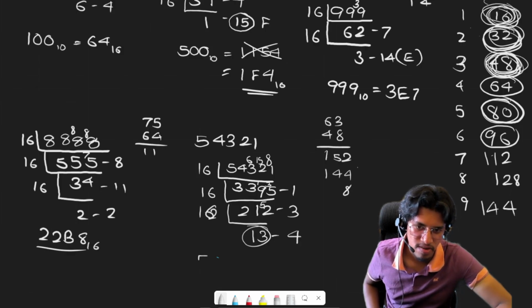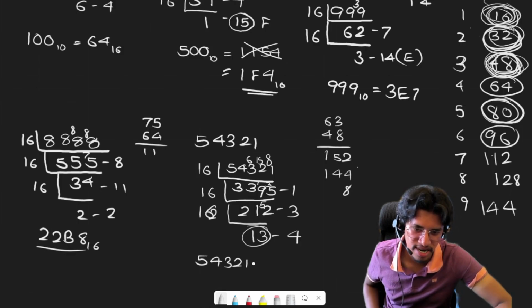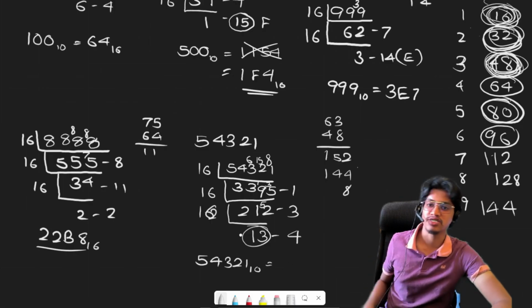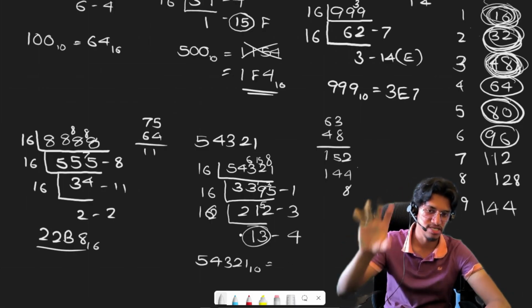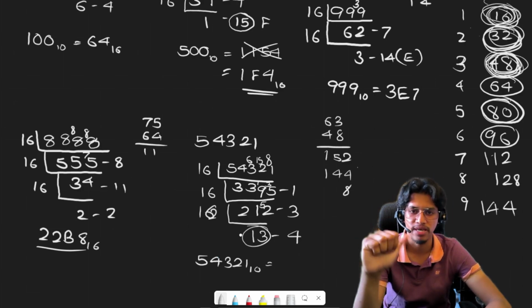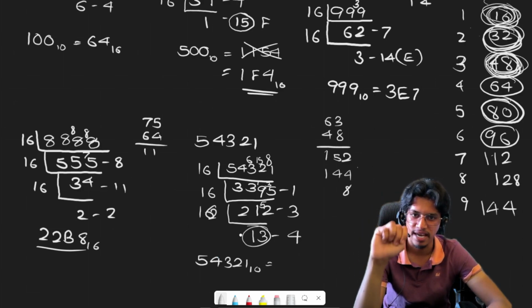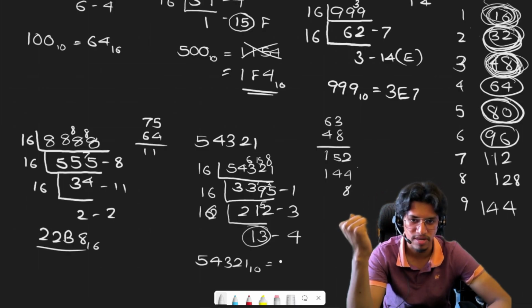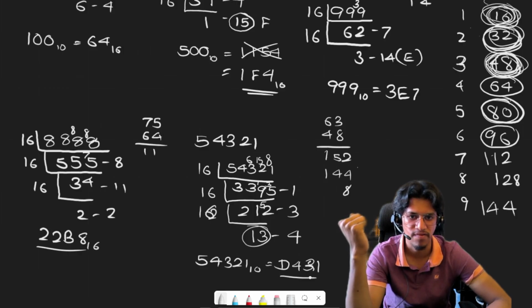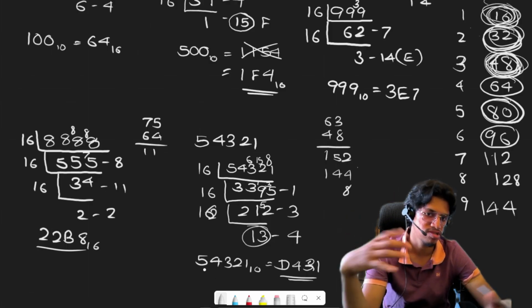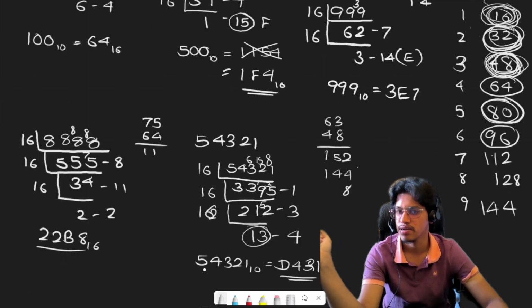Now we get 54,321 denary is equal to, 13 is not 2 digits again, it's just 1 digit. So A, B, C, D, right? 13 is D. D431 is 54,321 in hexadecimal.